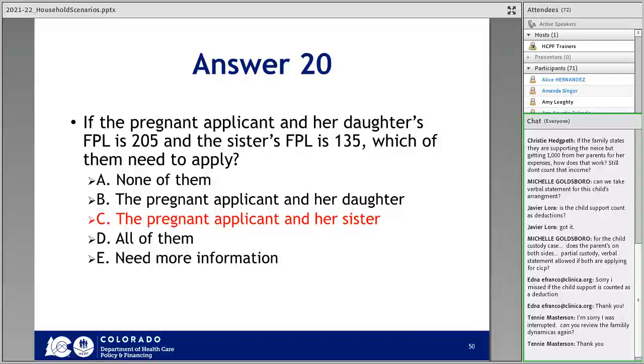The sister at 135 is within the 5% disregard for Health First Colorado. So she would also need to be denied. The daughter is covered by health insurance and therefore would not be eligible for CHIP Plus. So you need two different denials for this family. You need one for the pregnant applicant and one for the sister. The reason you need two is because Health First looks at them as two separate households, even though CICP considers them one household.